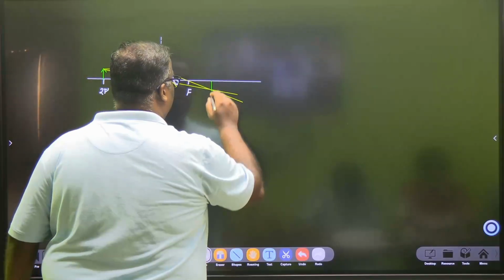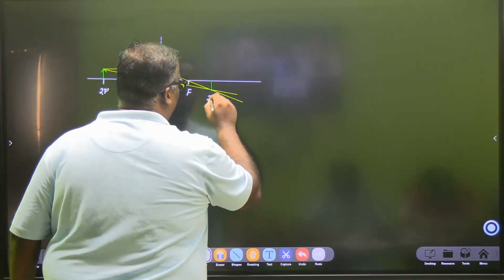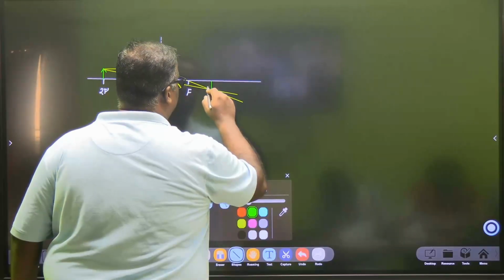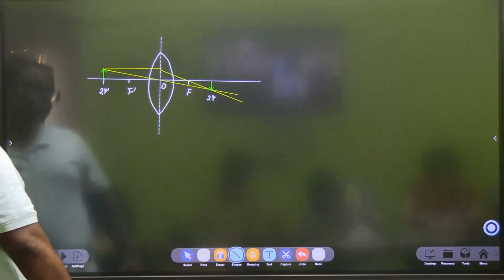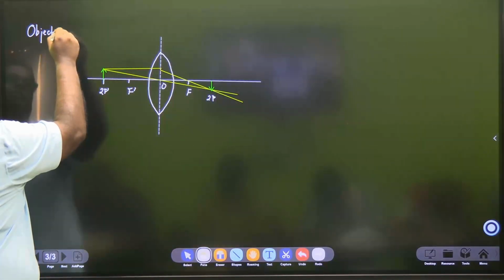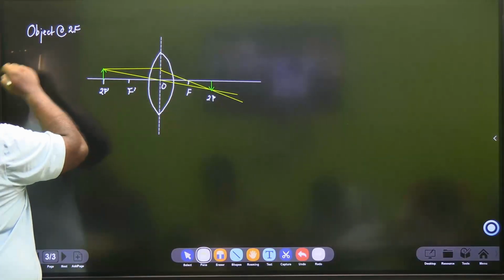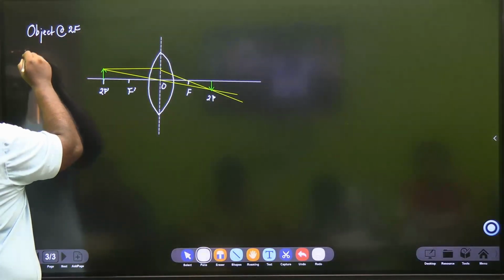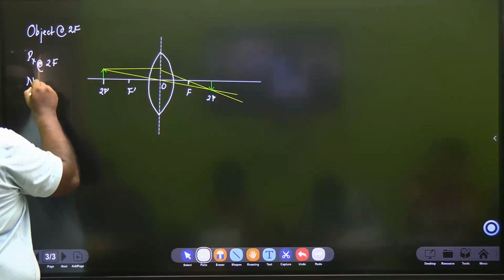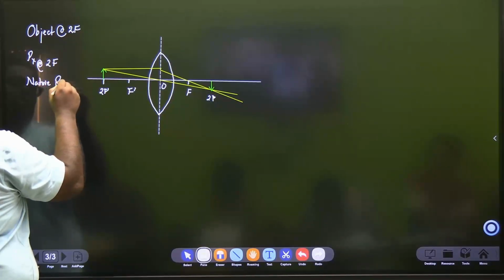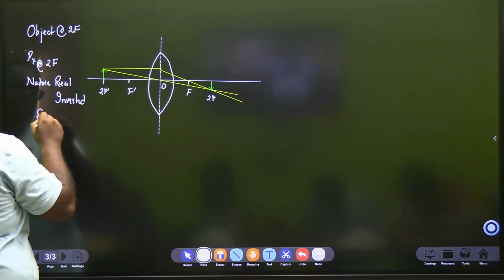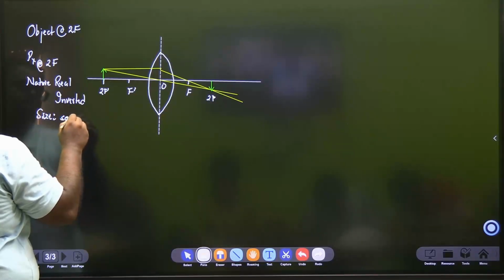So this is also my 2f. The image will be formed at 2f, inverted and same size. So this is object at 2f. Then the position of the image will be at 2f. Nature is real, inverted, and the size will be same as the object.